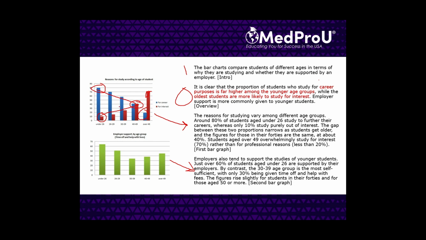Now, employers tend to support the studies of younger students. Just over 60% of students aged under 26 are supported by their employers. By contrast, the 30 to 39 age group is the most self-sufficient, with only 30% giving time off and help with fees. The figures rise slightly for students in their 40s and for those in their 50s. Okay, so is this clear? Any questions or clarifications?